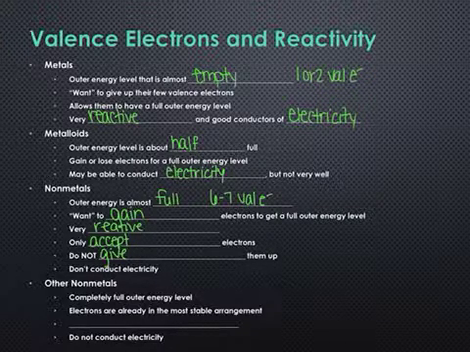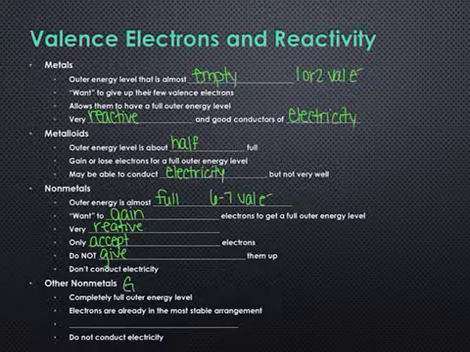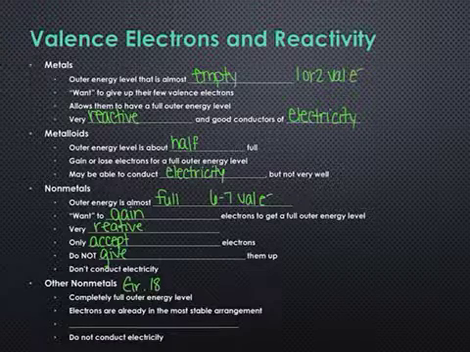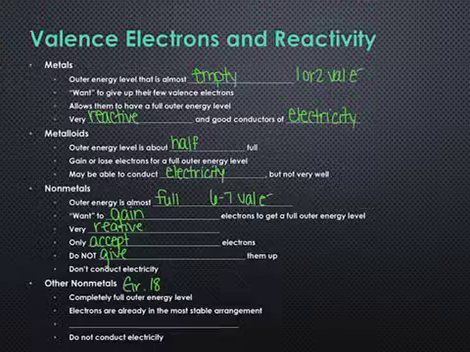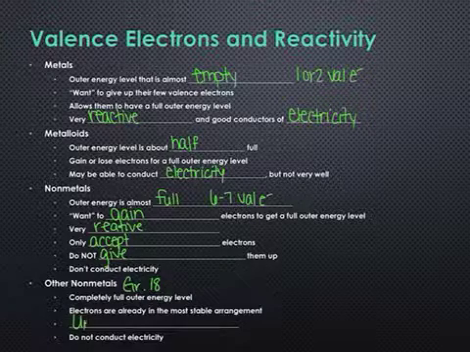cannot flow. And there's other nonmetals that have a completely full outer energy level. This is usually your group 18. The electrons are already in their stable arrangement. That outer level is full, so that makes them unreactive.